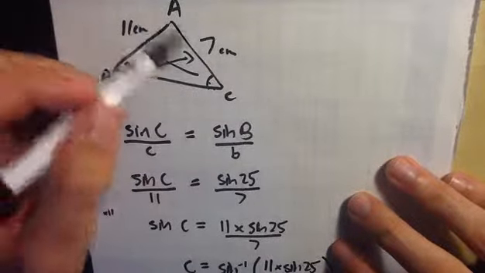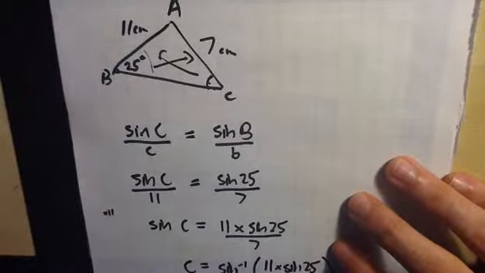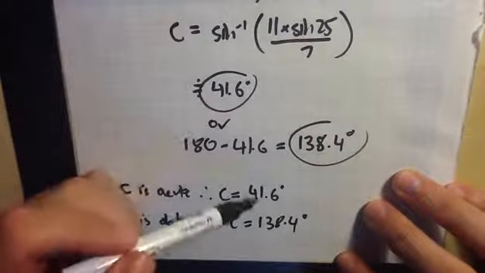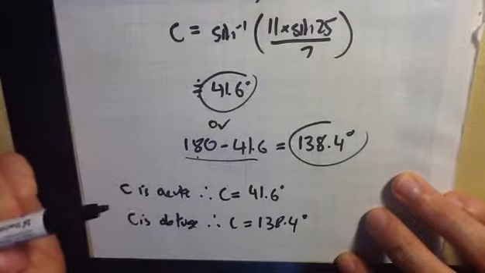I mean, it looks acute, but you don't ever trust a diagram. You only ever trust the numbers given. And with the information we are given, we don't know whether C is acute or obtuse. So we have to put the two values. It can be either 41.6 degrees or 180 subtract that value, which is 138.4 degrees.